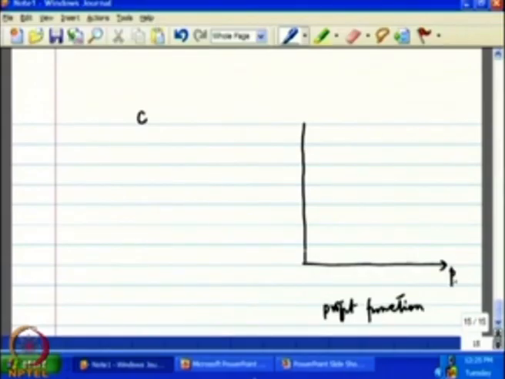So, this is Pi and this is pi. I know the profit function is given by this. Now, if Pi is equal to 0, this profit is a negative quantity, which is minus C alpha, which means it has a negative intercept.